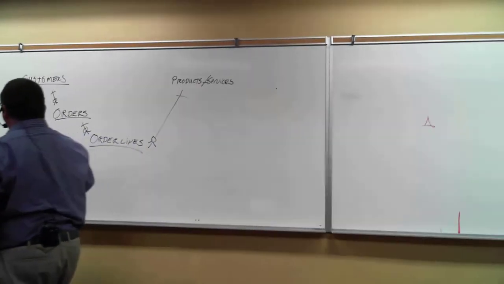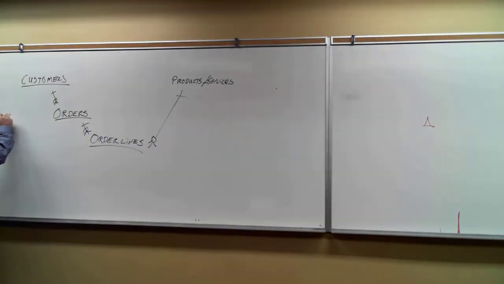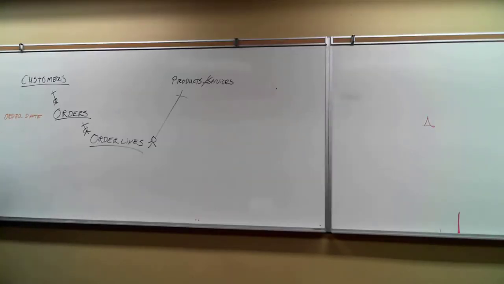Okay. Orders have an order date. When was the order placed? Or when was the order received? We need to know when. You cannot run a business unless you know when. It's impossible. When did that order come in? I don't know, 10 minutes ago, 5 days ago? Who cares how pissed off the customer is?